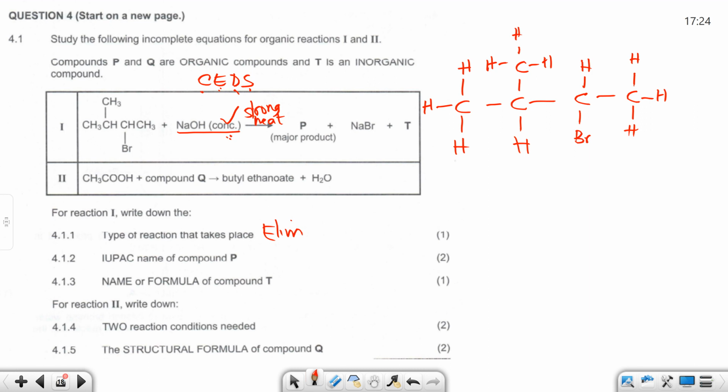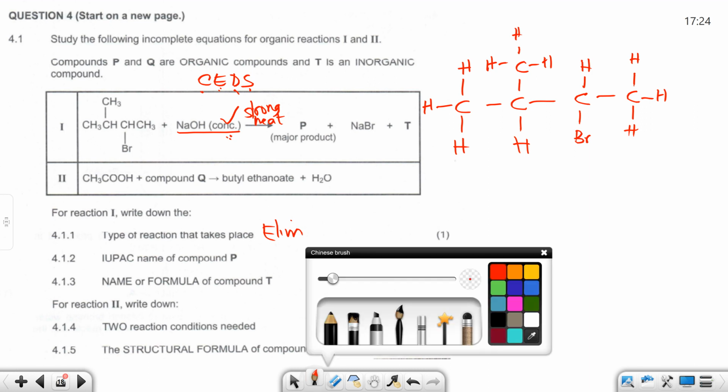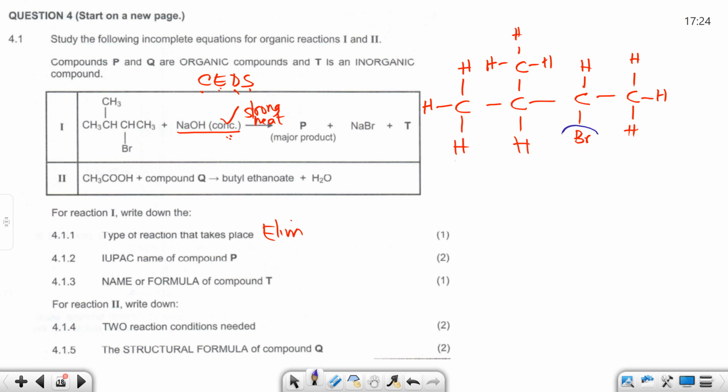All right, so condition is what? Strong heat. Is that making sense? All right. Now, what do we remove, please, people? Definitely we are going to remove BR. Okay, so let's go through the removal system. We are going to remove what? BR.